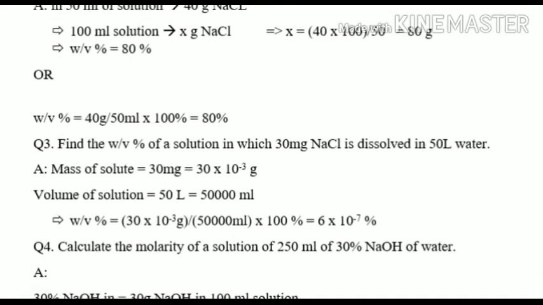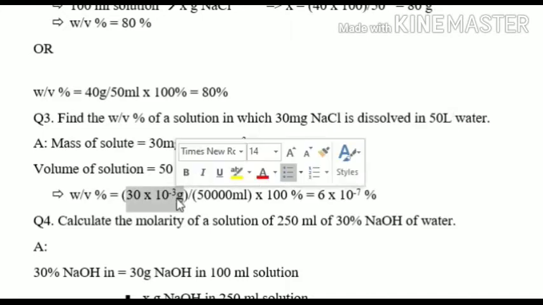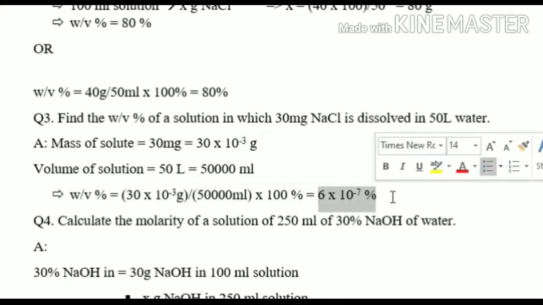Okay, let us see one more question. Find the weight by volume percentage of a solution in which 30 milligram of NaCl is dissolved in 50 liters of water. While defining weight by volume percentage, I already told you the weight should be in gram and the volume of solution should be in milliliter. So gram by milliliter into 100. 30 milligram of NaCl is 30 into 10 to the power minus 3 gram. 50 liter of water means 50,000 milliliters. So weight by volume percentage is weight of solute in gram by volume of solution in ml into 100%, which comes out to be 6 into 10 to the power minus 7%.